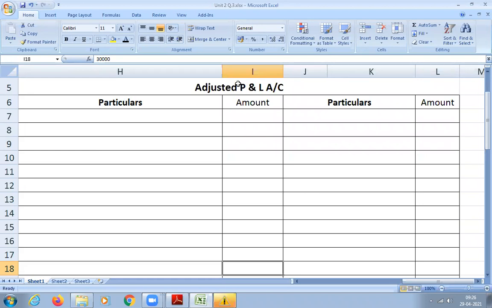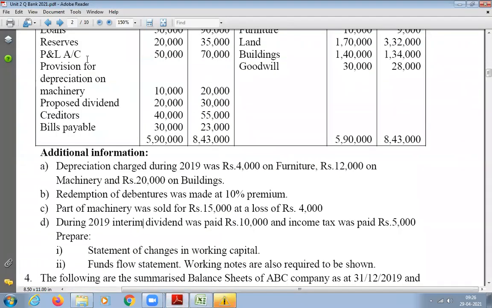Done, students? I don't think it needs so much time to prepare. Done, sir. So what is the first step when you prepare the adjusted P&L account? First step is we have to bring down the balance of last year. How much is the balance given of last year? You have to refer to the P&L account. Opening balance is 50,000. That will be the balance brought down.